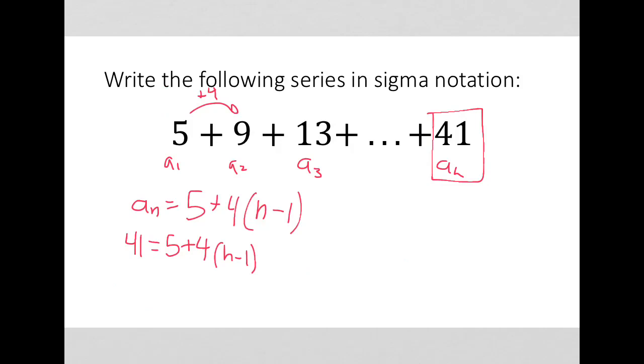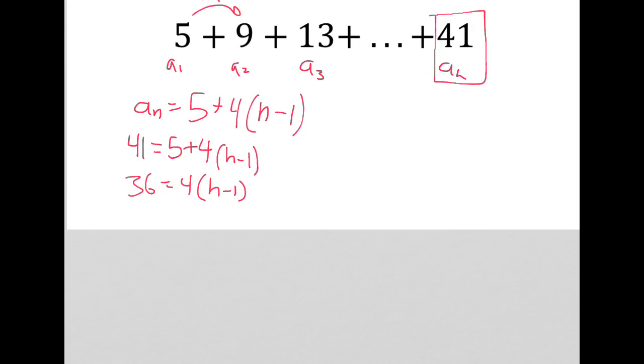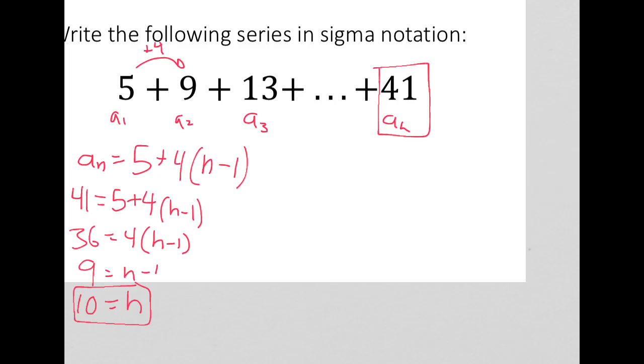And we want to solve for n. So let's subtract 5 from both sides. 41 minus 5 is 36. So 36 equals 4 times n minus 1. Let's divide by 4 on both sides. 36 divided by 4 is 9, equals n minus 1. And so we can add 1 to both sides to get that, oops, I wrote 10 equals 10. That's silly. n equals 10, which is telling me that this is the 10th term right there.